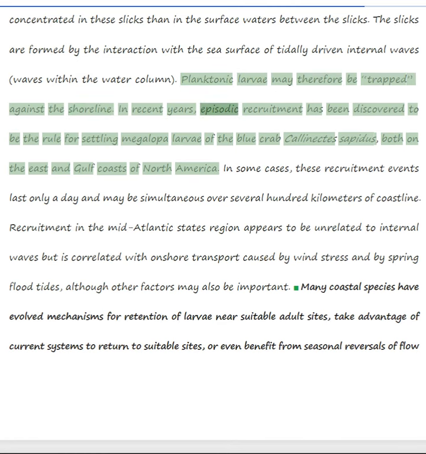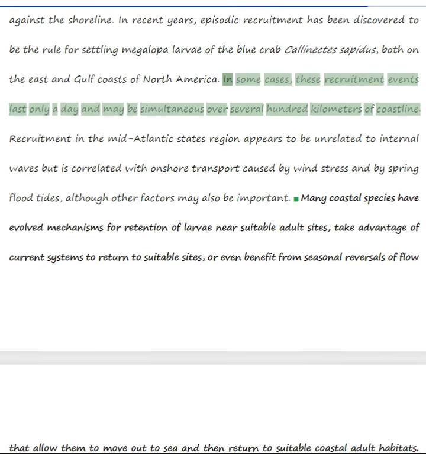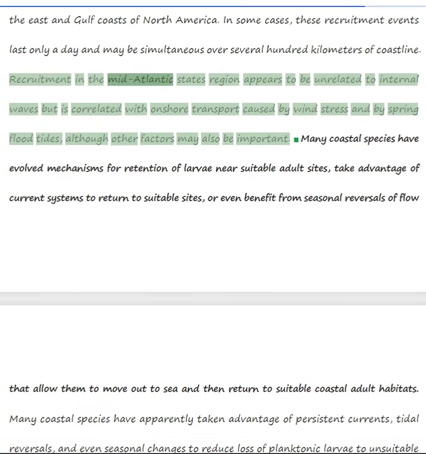In recent years, episodic recruitment has been discovered to be the rule for settling megalopa larvae of the blue crab Callinectes sapidus, both on the east and Gulf coasts of North America. In some cases, these recruitment events last only a day and may be simultaneous over several hundred kilometers of coastline. Recruitment in the mid-Atlantic states region appears to be unrelated to internal waves but is correlated with onshore transport caused by wind stress and by spring flood tides, although other factors may also be important.